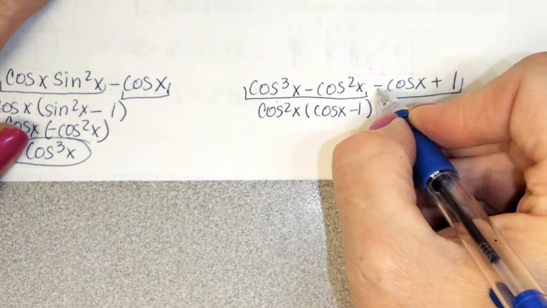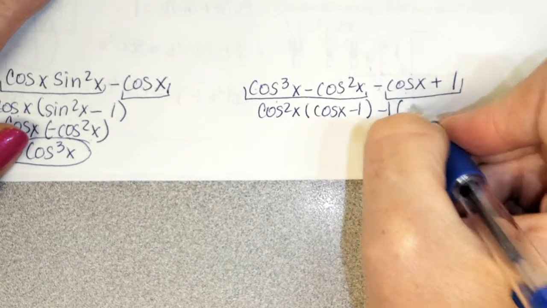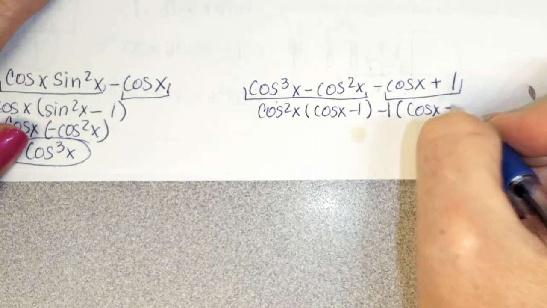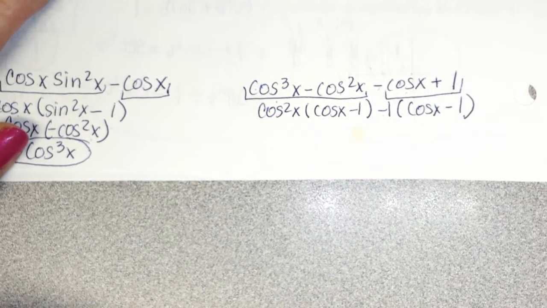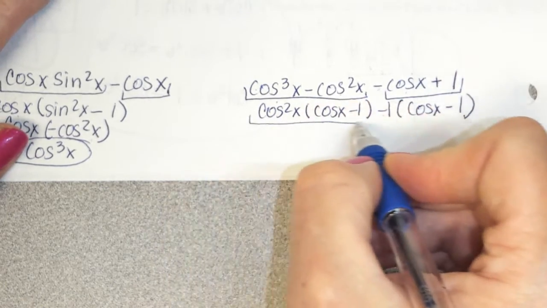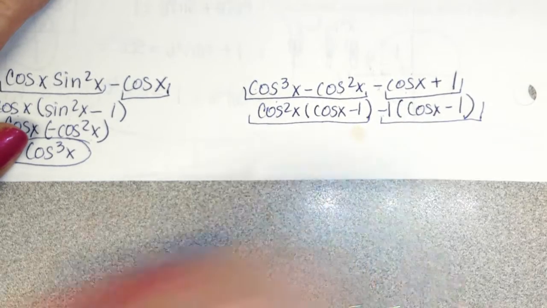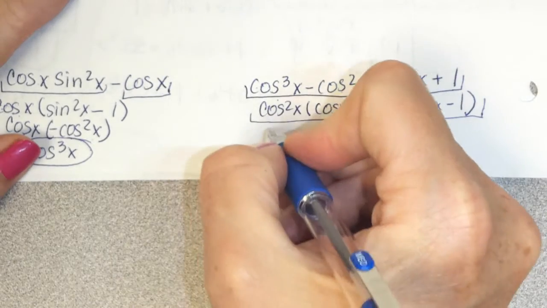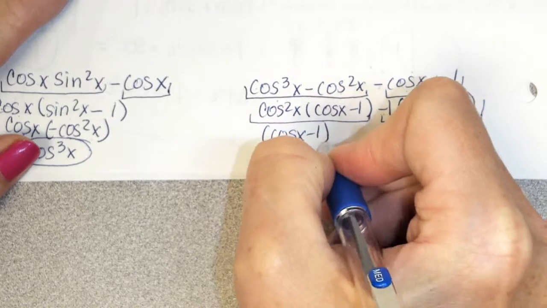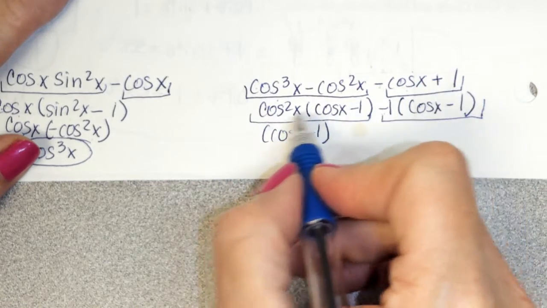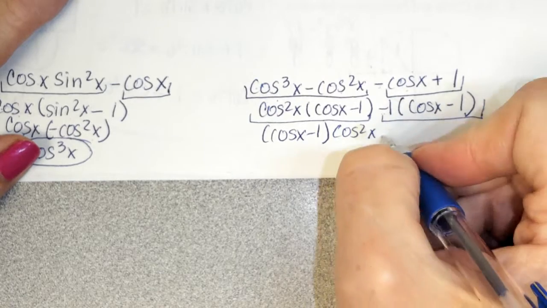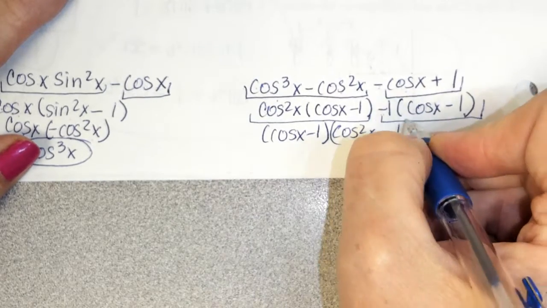Now, I have to factor out the negative 1 here. So I'm going to have a cosine x, positive divided by negative is a minus 1 again. So now I've got this term here and this term here. What do those have in common as a factor? All right, so I can factor out cosine x minus 1. And when I take it out of this one, I'm left with a cosine squared x. Take it out of here, I'm left with a minus 1.